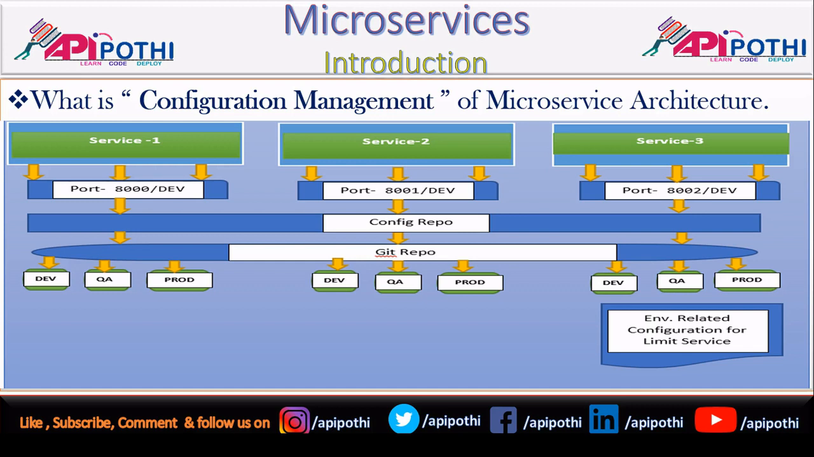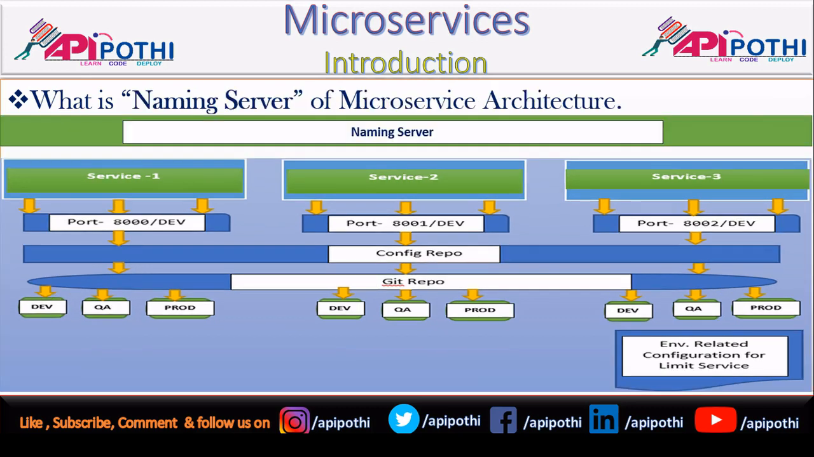Okay, so this is all about your configuration management, how we are doing it in the microservice. Now next one is the naming server. This one is a very important concept and you have to understand it very clearly. Suppose that you will be having three services, service 1, service 2, service 3, and each service has a different port. Okay, everything is fine till now.